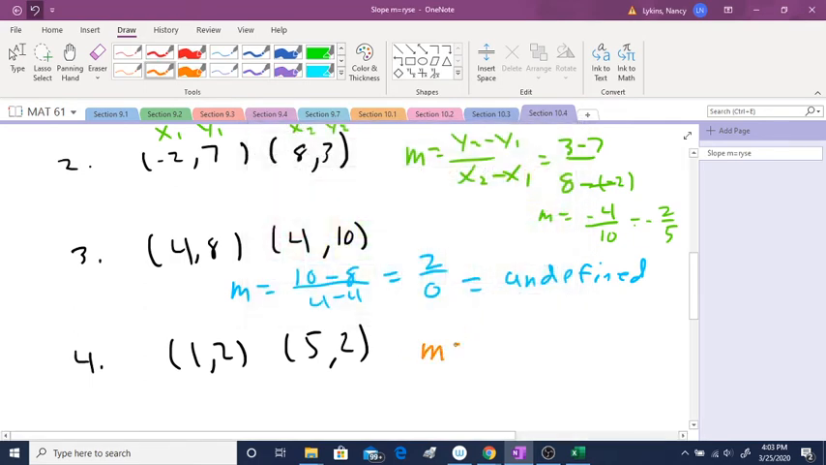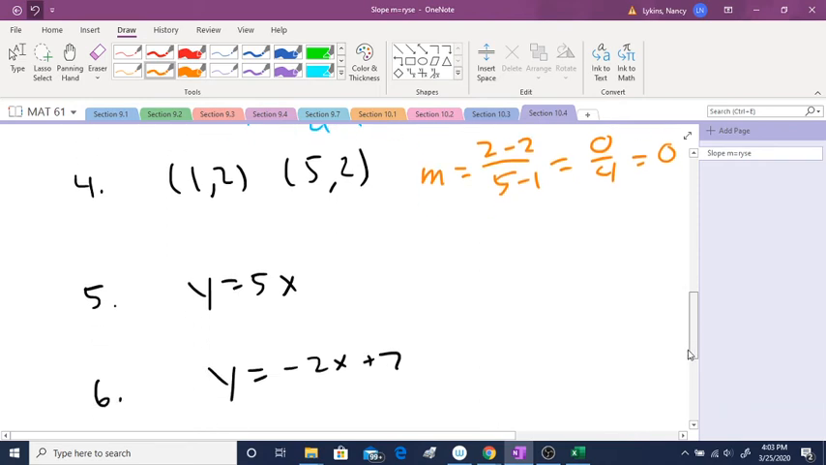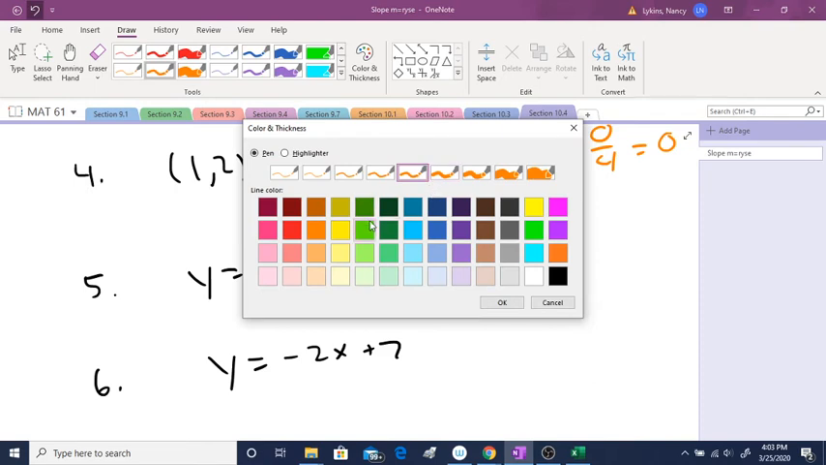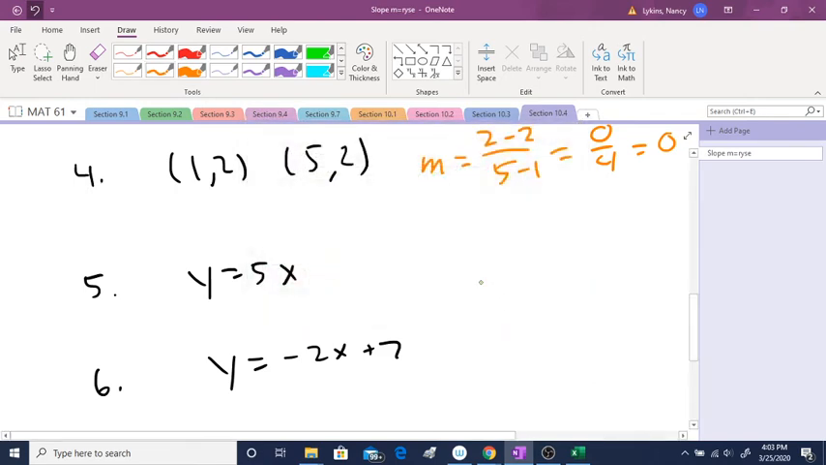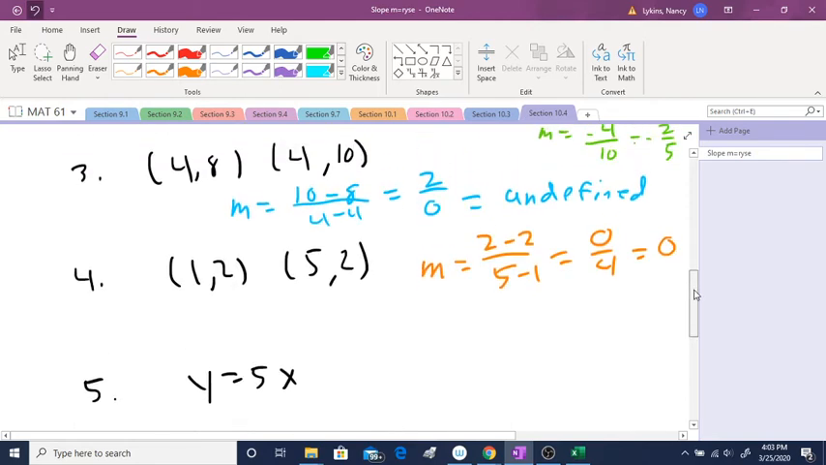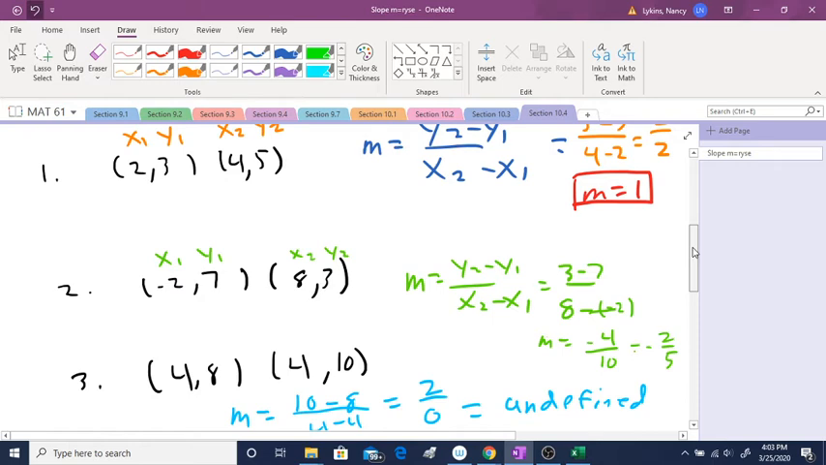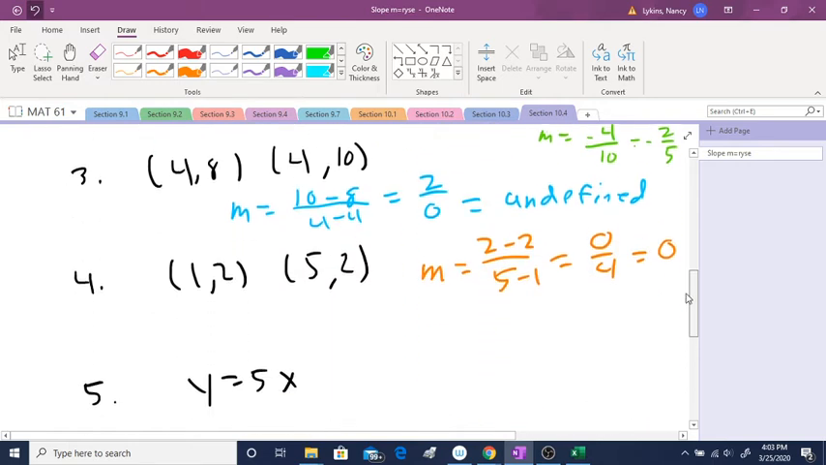And finally, I'm going to say 2 minus 2 over 5 minus 1, which is 0 over 4. Now, 0 can be on the top, so 0 divided by anything is 0. Now, we're trying to locate and find slope. So my examples up here, we found what slope is by using the y2 minus y1 over x2 minus x1.